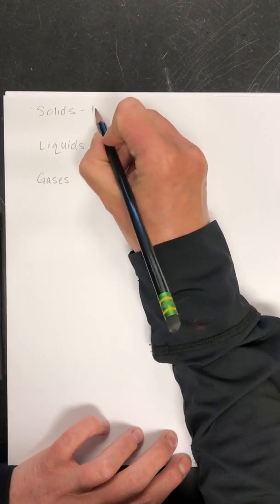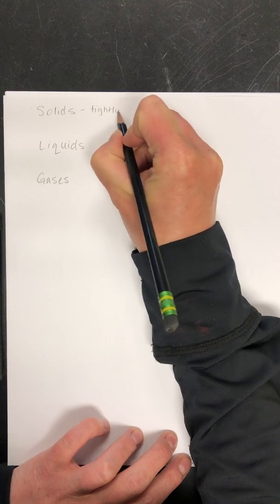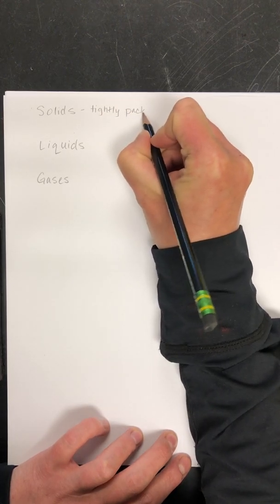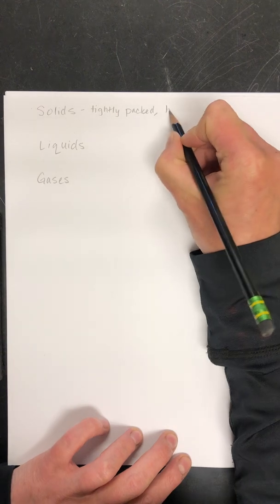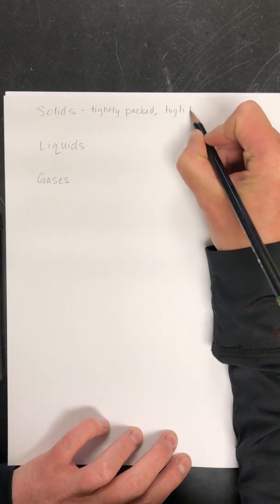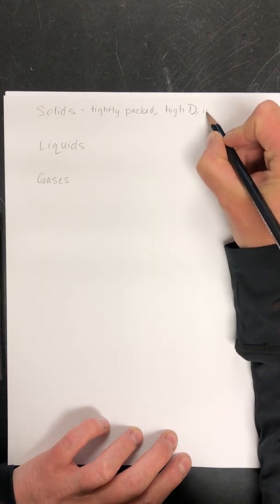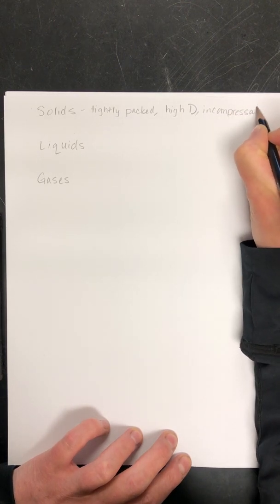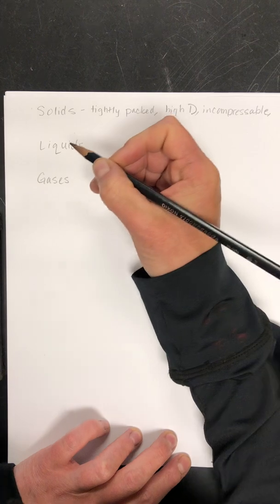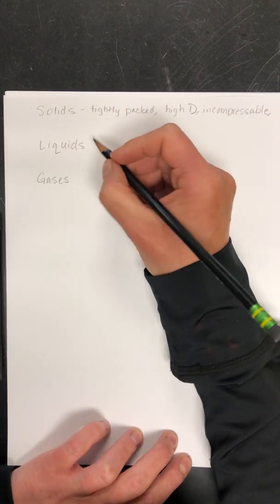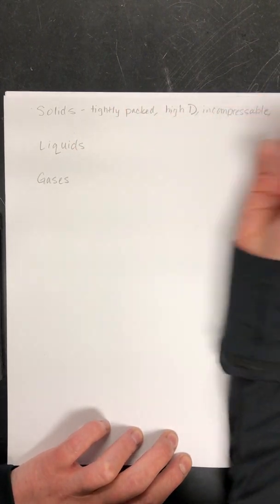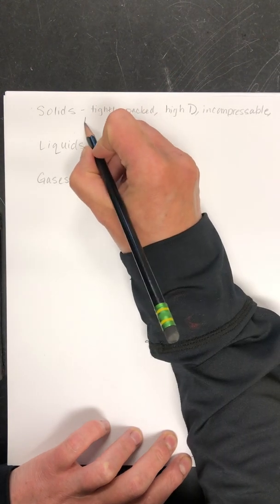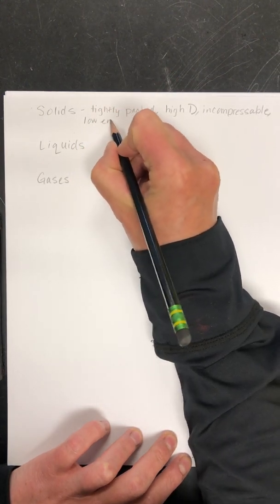Solids are tightly packed. They have a high density. I'm just going to put a D for density. And they're relatively compressible. They have a low energy.